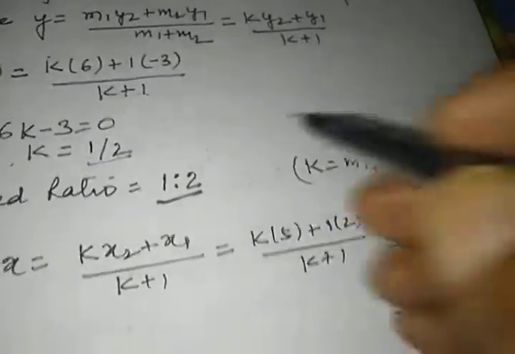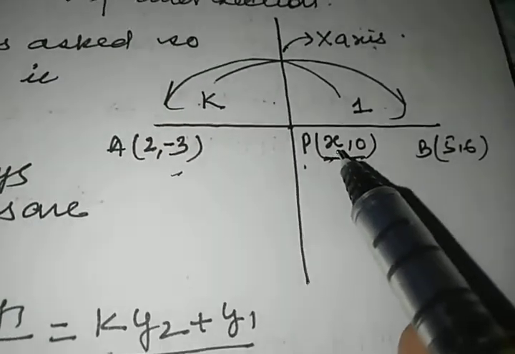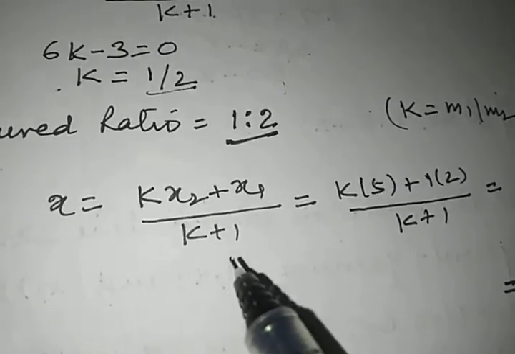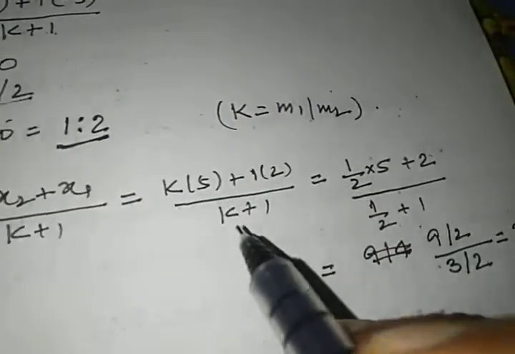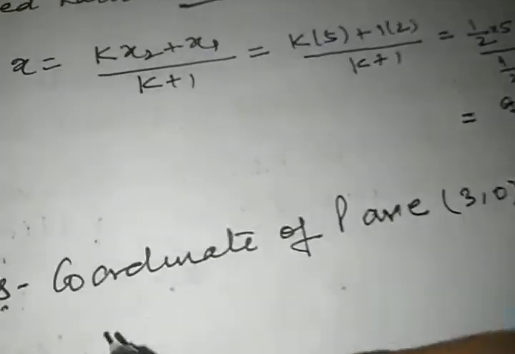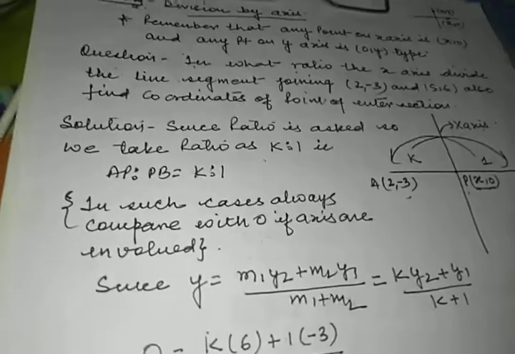Now your answer was finished if the ratio had been asked. Now he is asking for the point of intersection also. So for that we must know the x coordinate also. So the x coordinate will be equal to what? (k x2 + x1)/(k + 1). Okay. So put the values here. This is 3. So the coordinate point will be (3, 0) here. Right. Right, children? So this is one other type of question. Case 3.